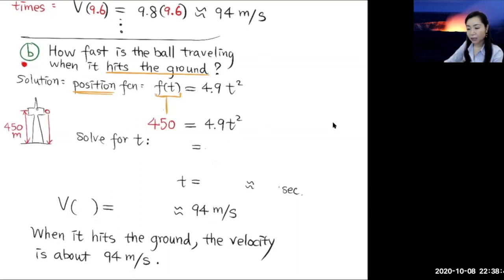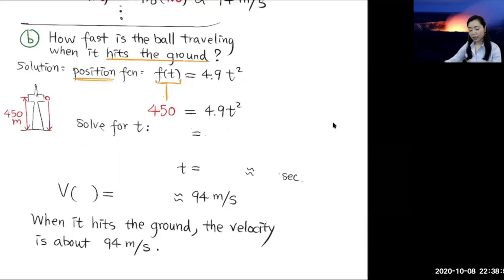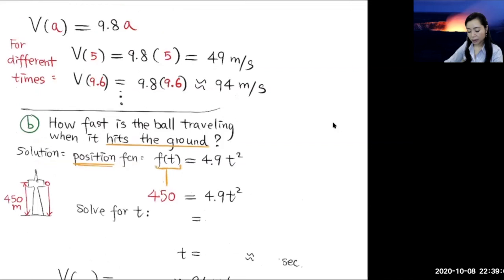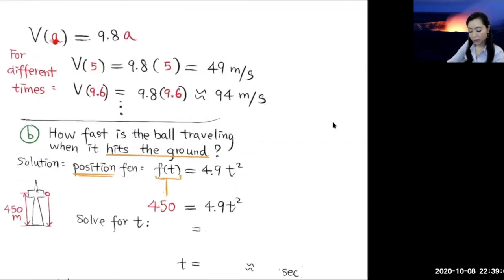Part B. How fast is the ball traveling when it hits the ground? This is a position function. When they say how fast, they're trying to find the velocity, the instantaneous velocity. If we know the time, we can substitute the time into this a, then we can calculate the instantaneous velocity. But we don't know the time yet.